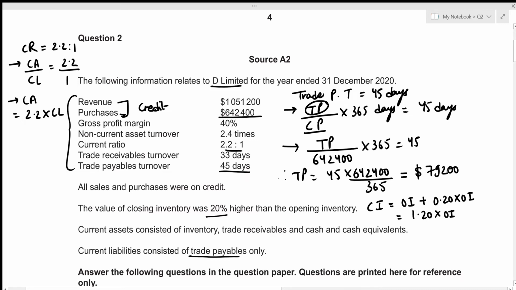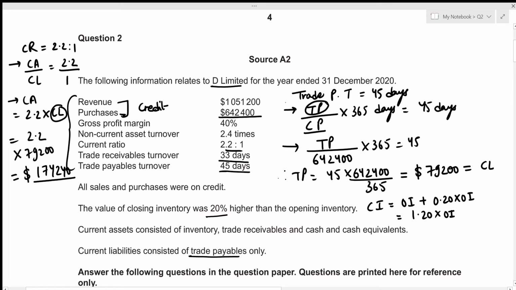And since current liabilities consisted of trade payables only, this is the amount of the current liabilities as well. Let's substitute that amount here. So that's just going to be 2.2 times 79,200. This gives our total current assets to be 174,240.